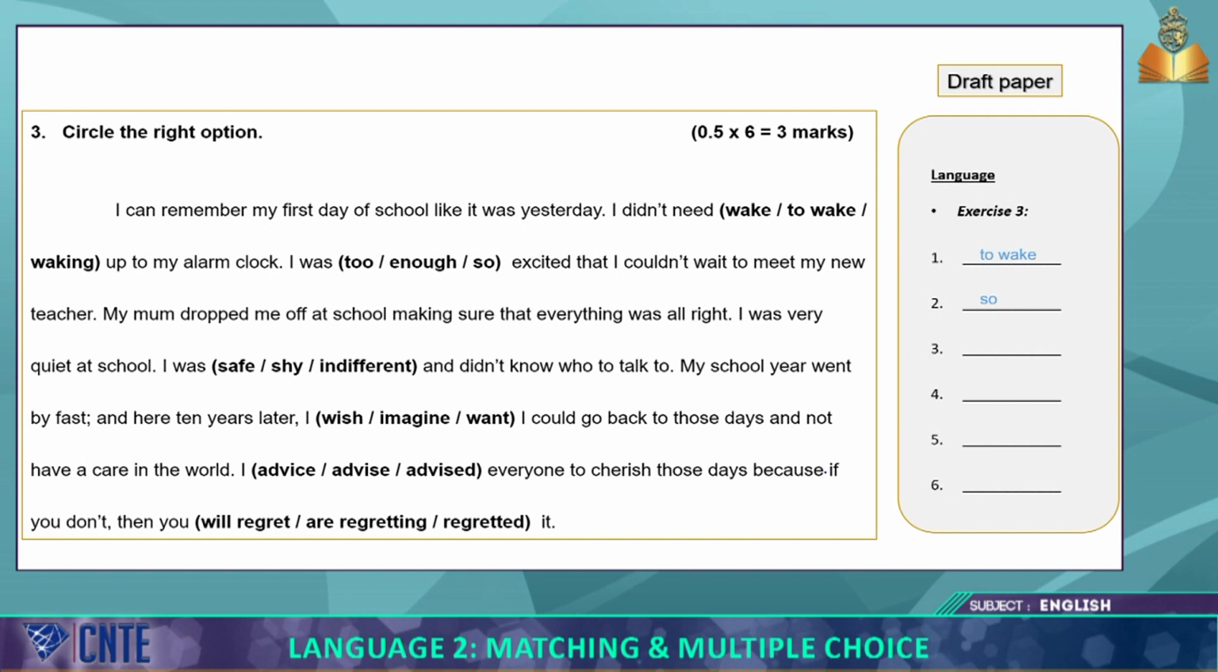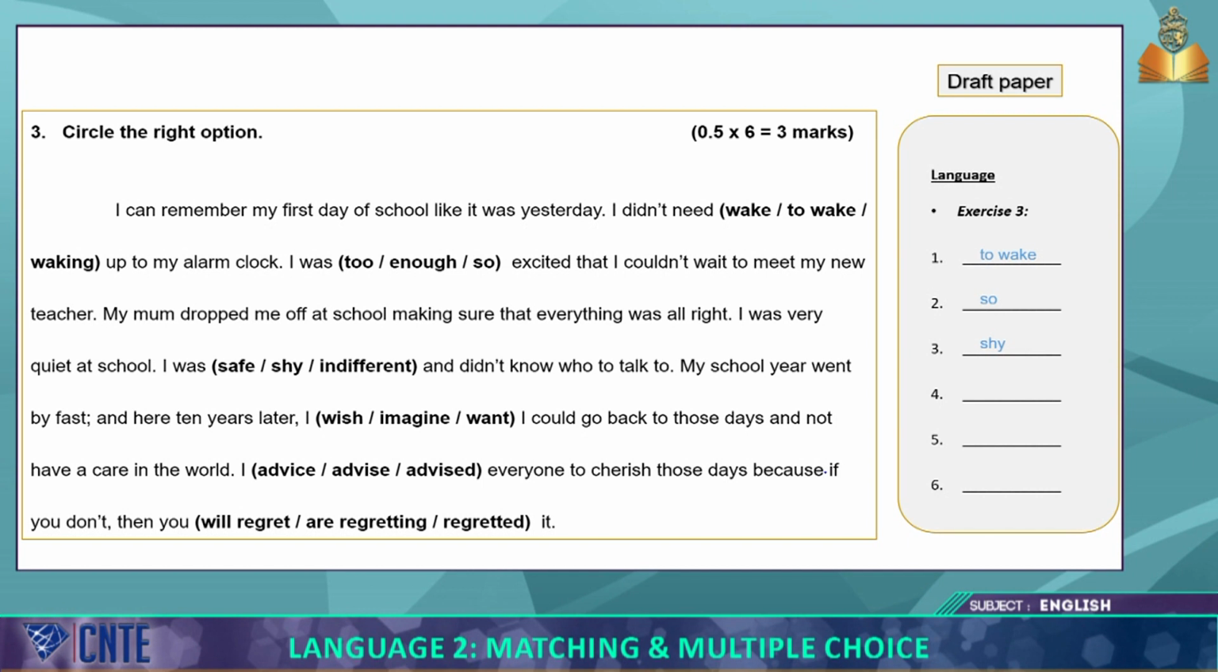I was very quiet at school. I was safe, shy, indifferent, and didn't know who to talk to. From the context, and especially what has been said in the previous sentence about how quiet the speaker is, we understand that the appropriate adjective is shy. Then my school year went by fast.